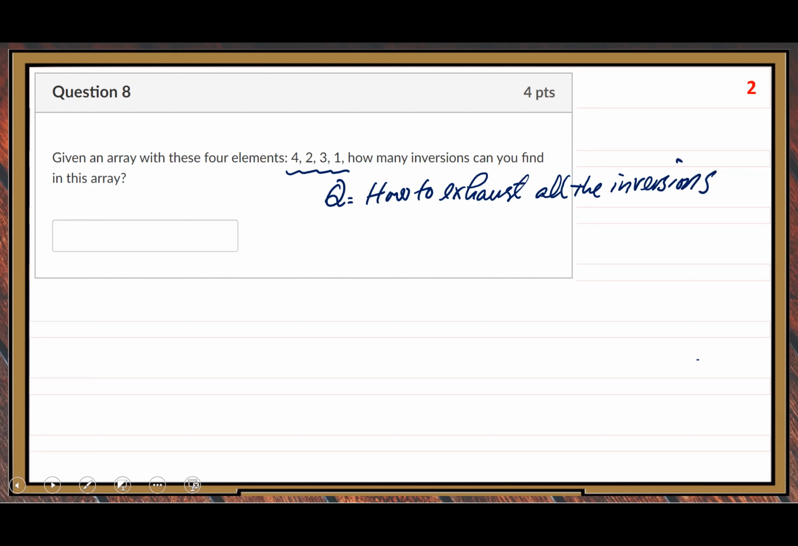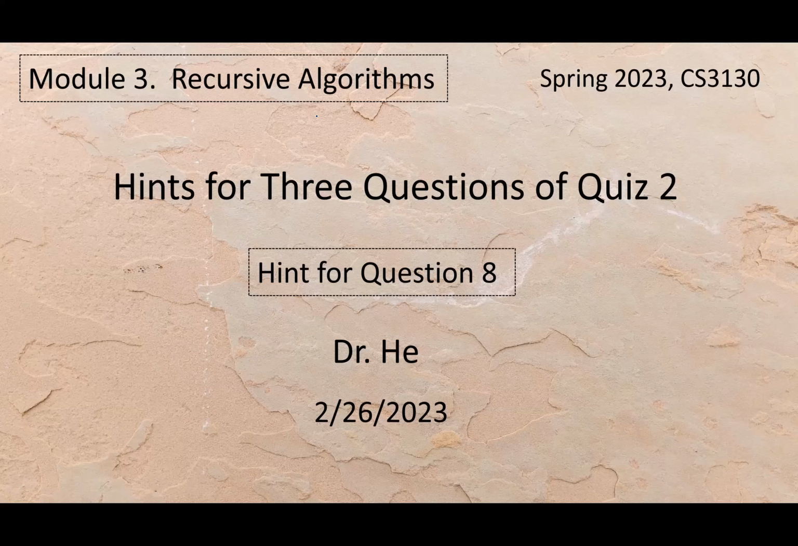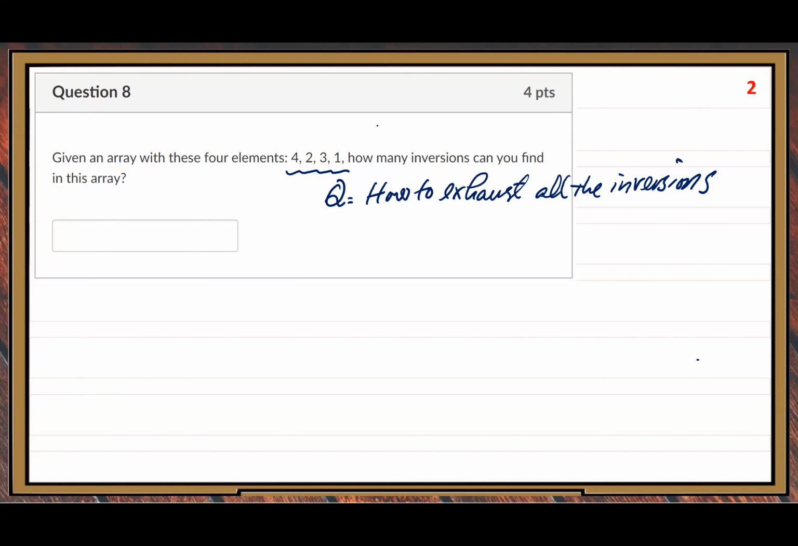Here, 4, 2 is an inversion, right? Because it's not in order: 4 is greater than 2, so it's in descending order. Here it's in descending order, so it's an inversion. And 2, 3 is in ascending order, so it's not an inversion.